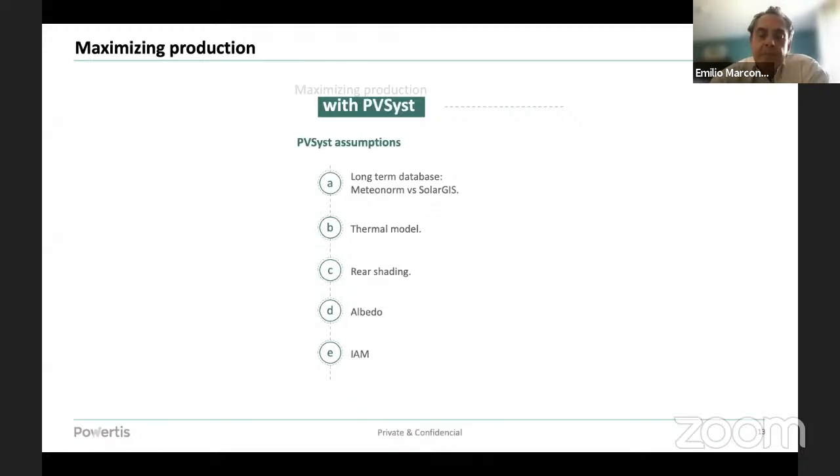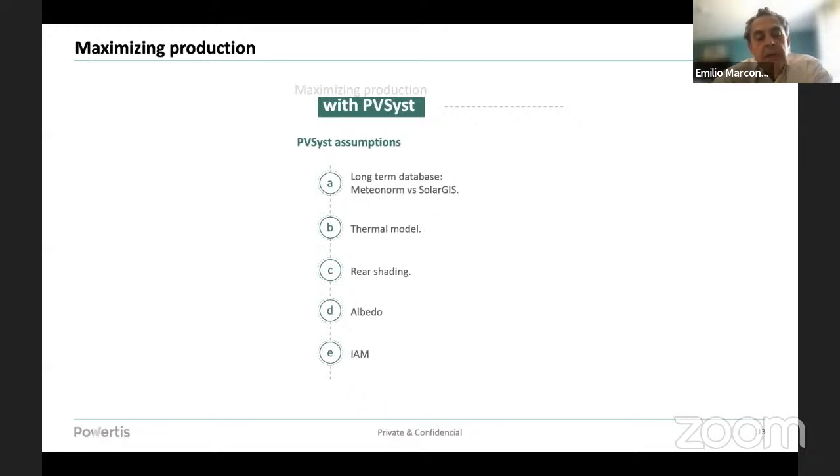Same with rear shading. Again, if you're using a 2P, for example, with a gap in between, that's going to benefit the rear shading as it will benefit the thermal model. But again, you will need some kind of third-party validation for that. Albedo is important also to consider. A campaign nowadays is a must because it will have an impact. Again, as I've been saying, nowadays, at least in our case, all our projects go with bifacial.